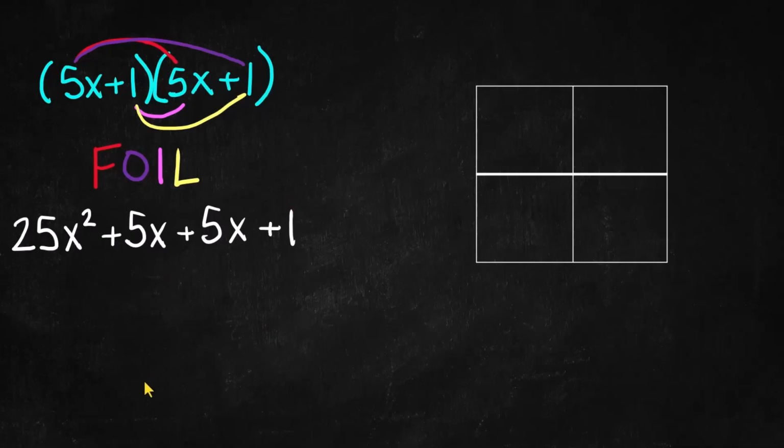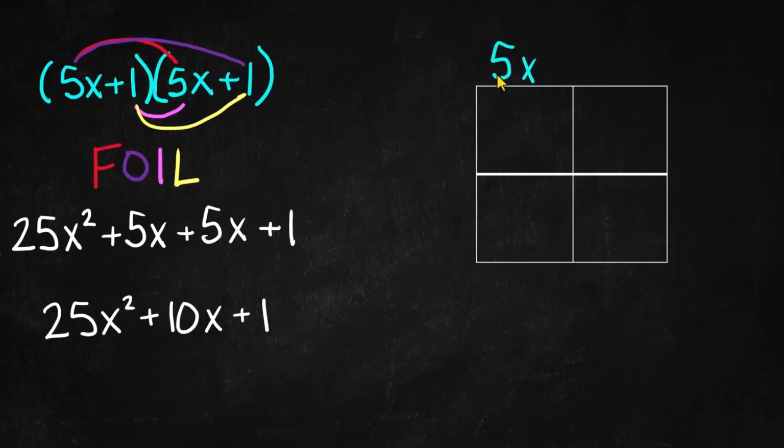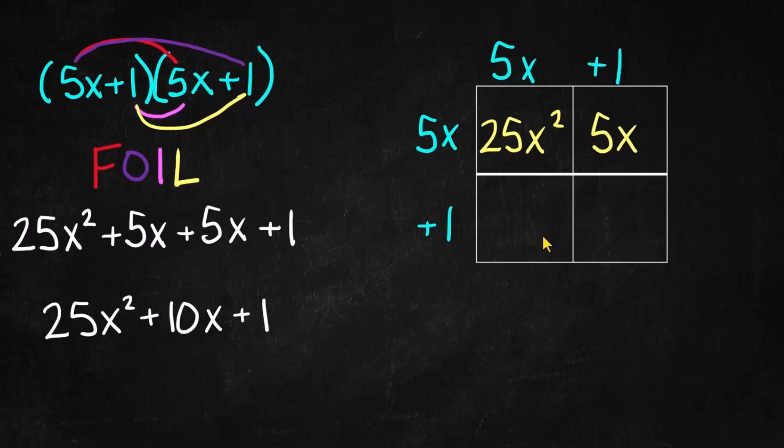Now add the two 5x's together, and we get 25x squared plus 10x plus 1. Now, if you like a different method, if this feels weird to you, I like boxes too. I really like boxes. 5x plus 1 on the top, 5x plus 1 down the side. Then you use it like a multiplication table. 5x times 5x is 25x squared. 5x times 1 is 5x. 1 times 5x is 5x. And 1 times 1 is 1.